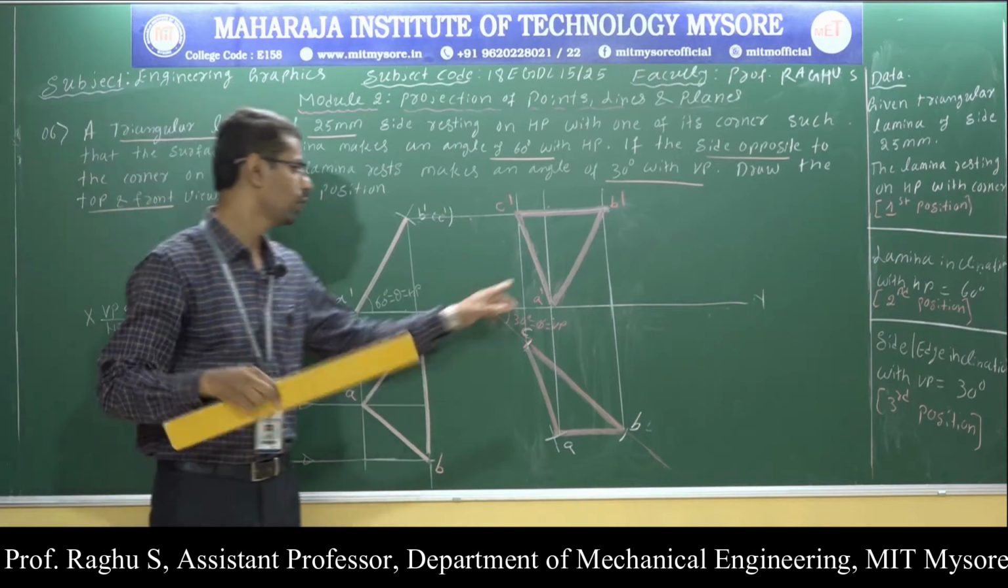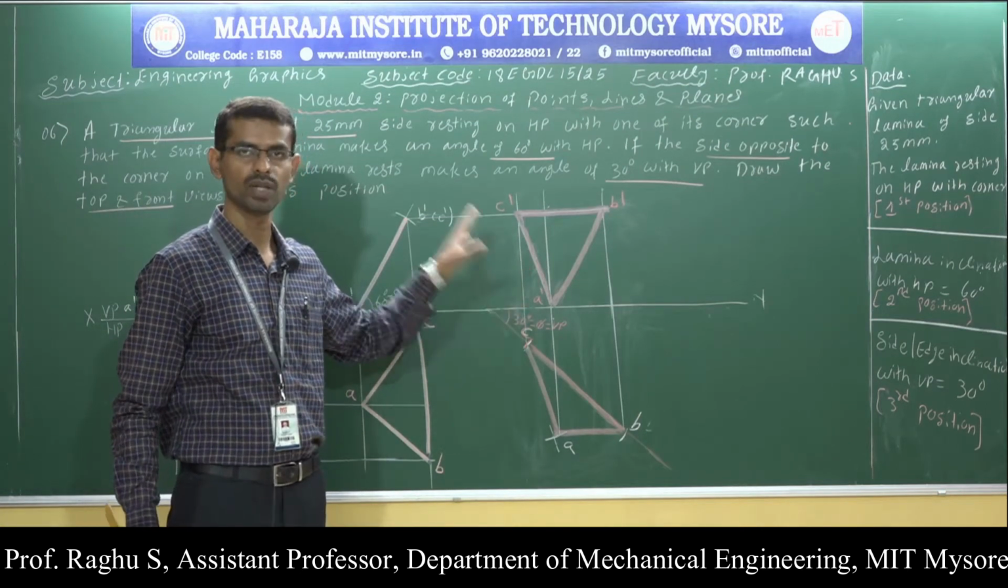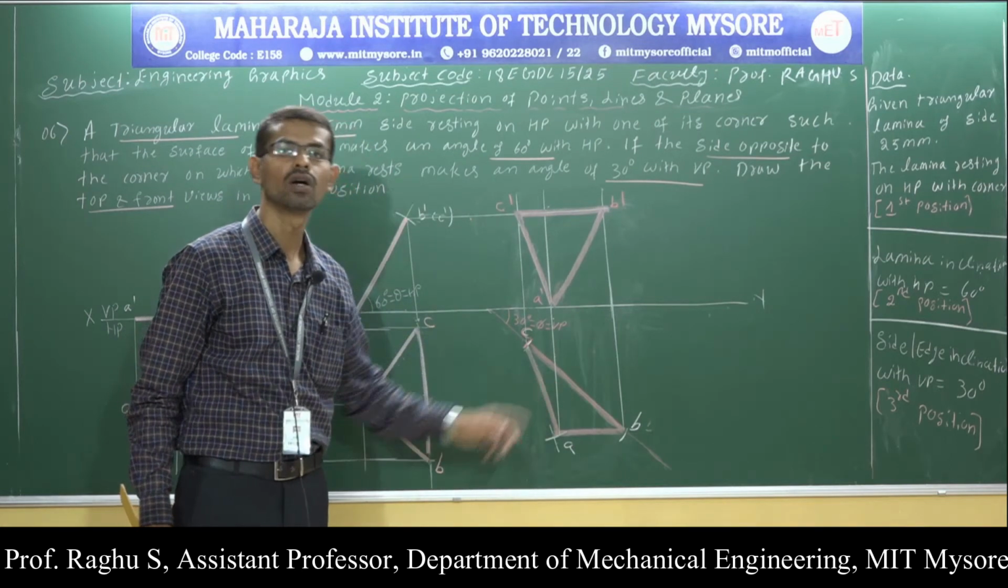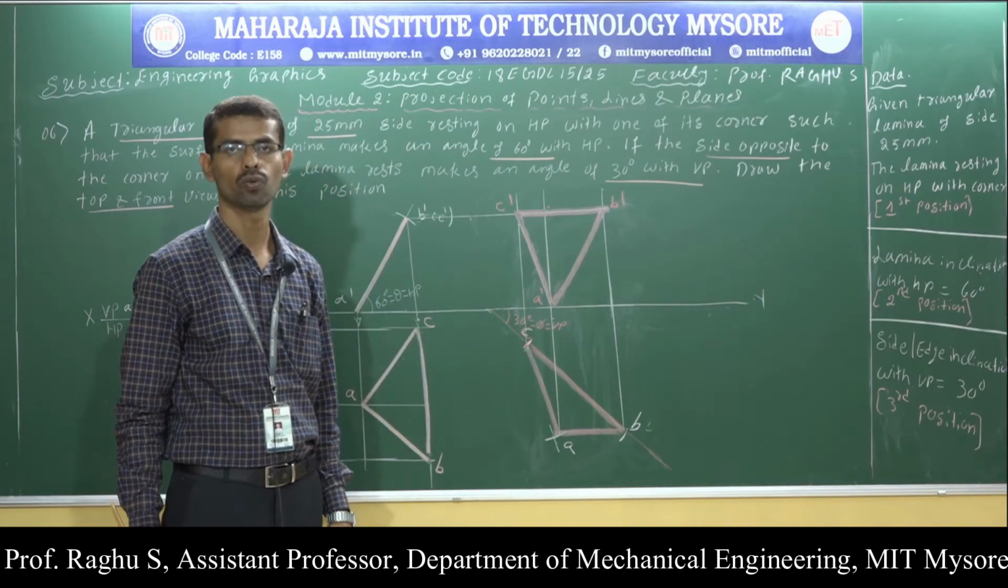So this is the final view of the triangular lamina when the lamina makes 60 degrees with respect to HP and the side opposite to the resting corner makes an angle of 30 degrees with respect to VP.